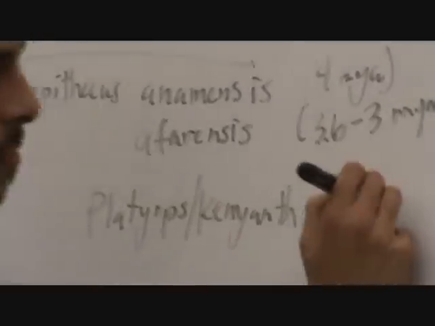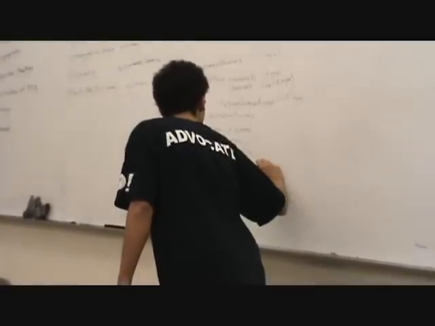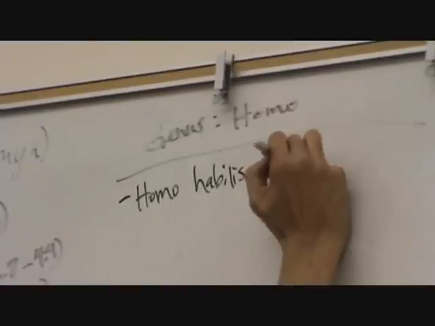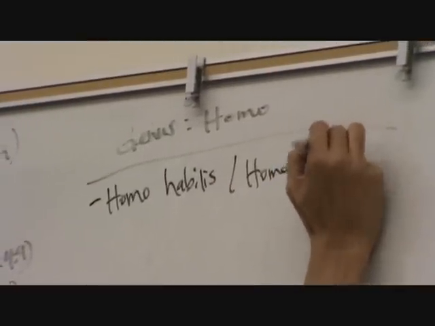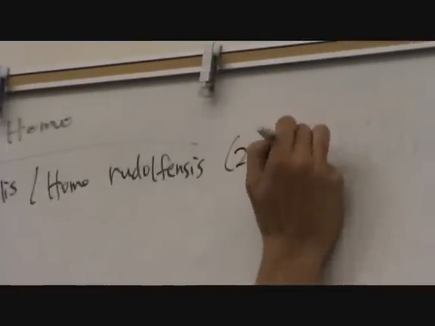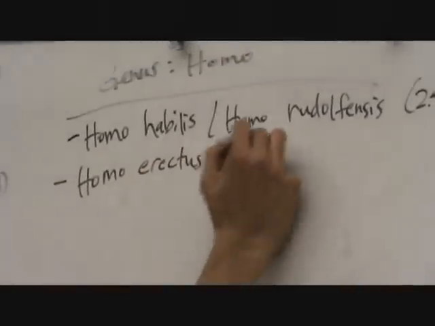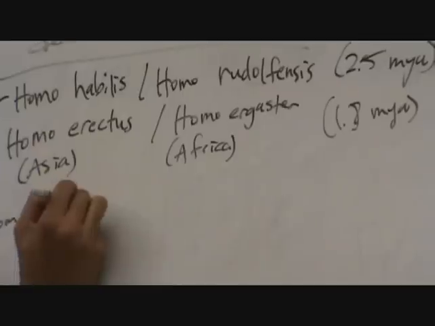All right. Platyops, 3.5 million years ago. Africanus, Boisei, Aethiopicus, Robustus, Garhi, 2.5 million years ago. Homo habilis, Homo rudolfensis, 2.5 million years ago. Homo erectus and Homo ergaster. Asia for erectus, Africa for ergaster, 1.8 million years ago.